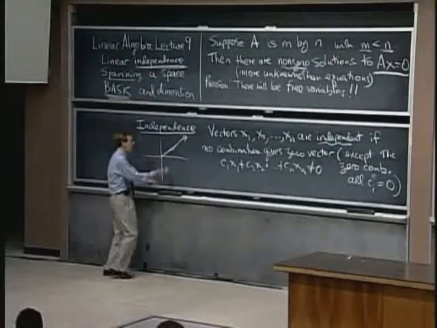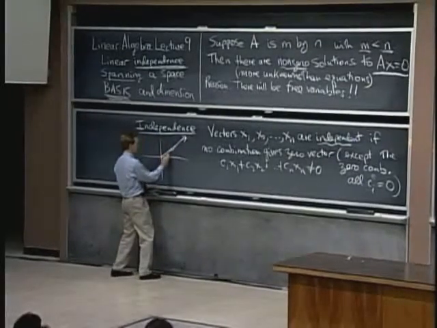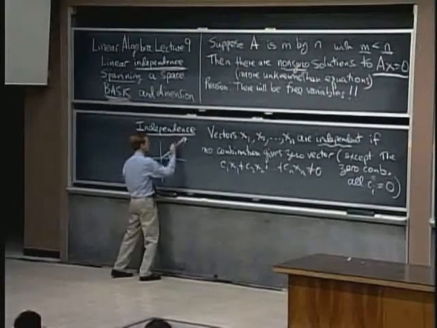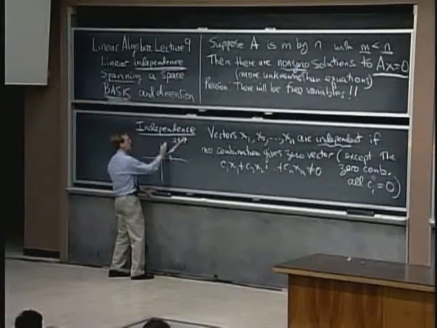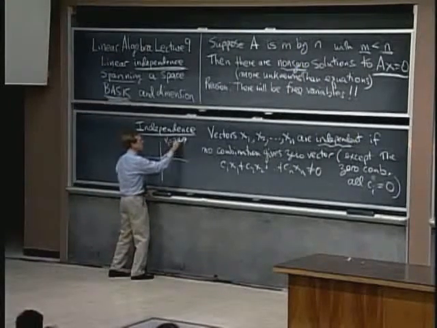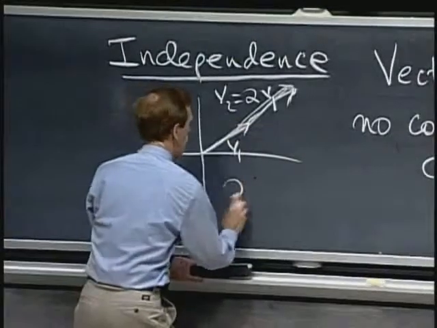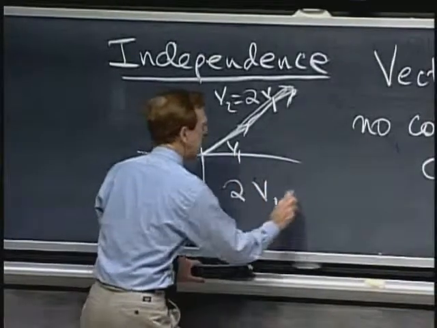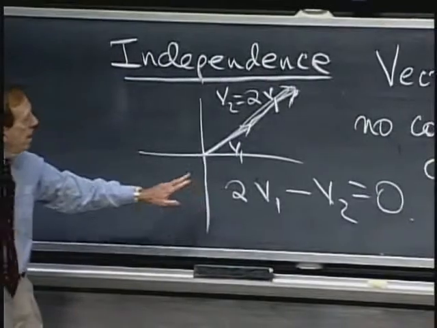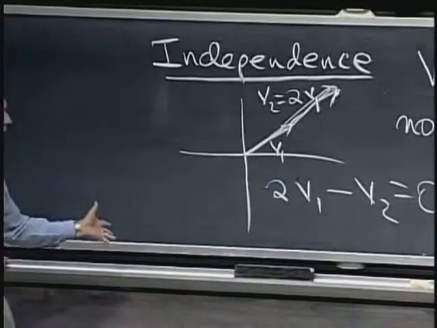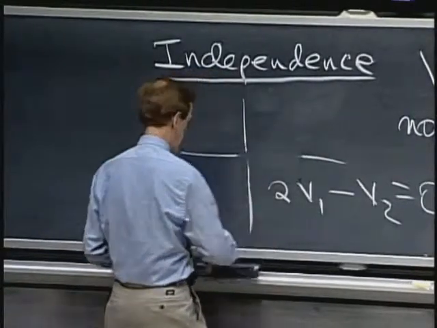And in fact, here's a vector v1, and my next vector v2 is 2v1. Of course those are dependent, because two of the first vector minus the second vector is 0. That's a combination of these two vectors that gives the 0 vector. Okay, that was clear.